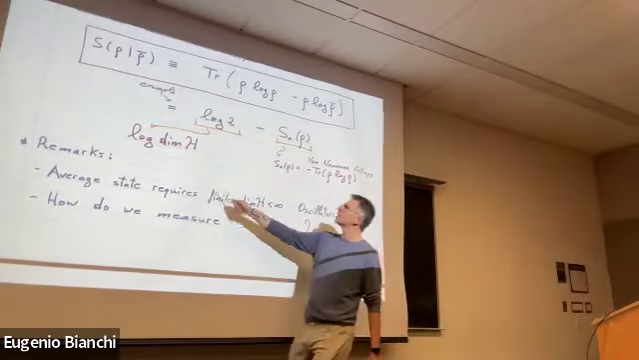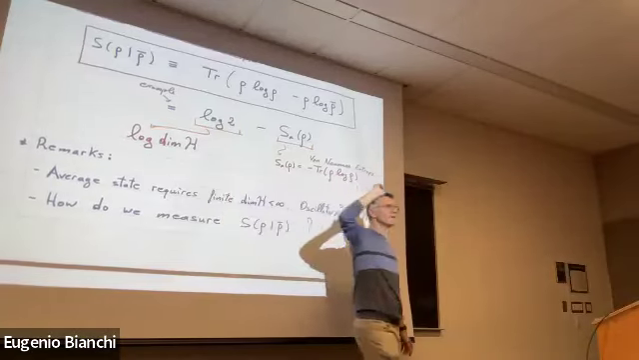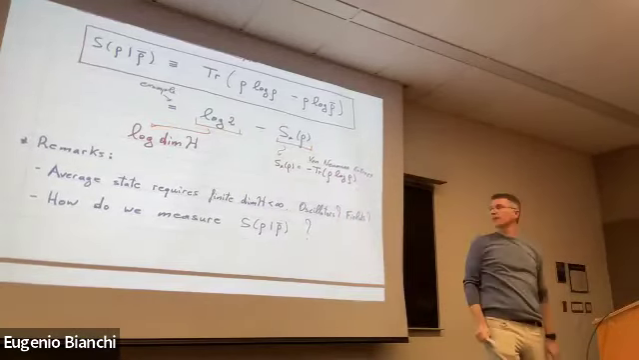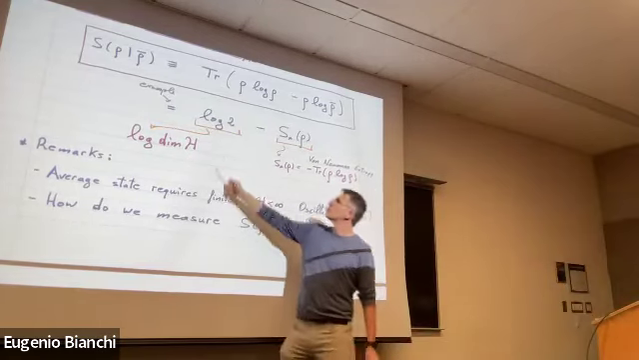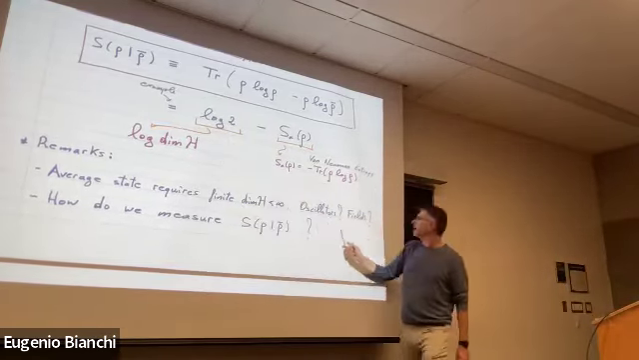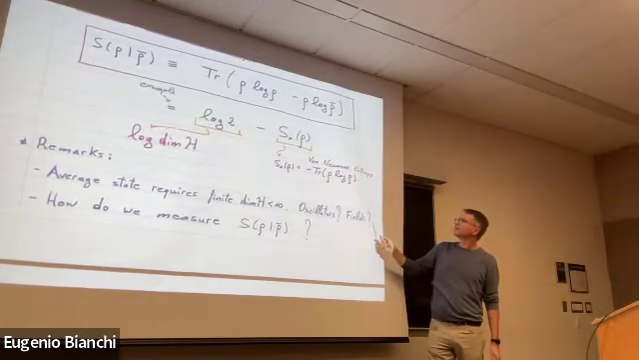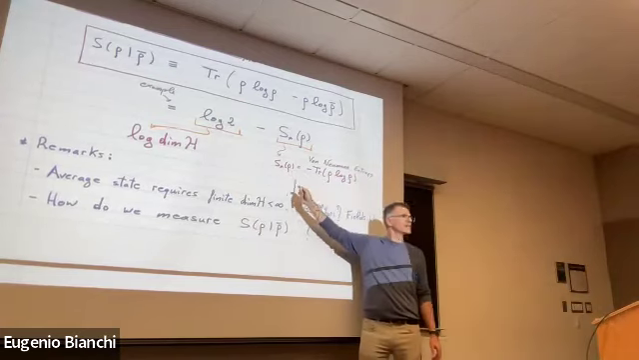In fact, it could happen that the dimension of the Hilbert space is infinite, an oscillator, a quantum field. Then what do you do with this? And there's also the question of how do we measure this quantity?